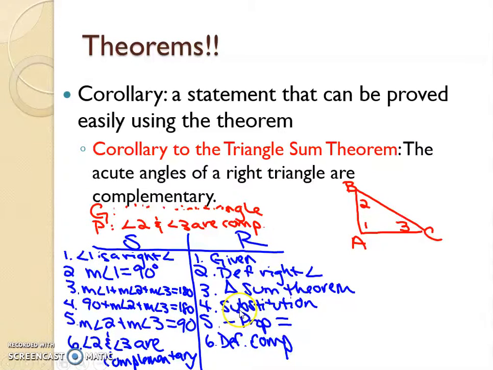And then 90 plus angle 2 plus angle 3 is 180, so I just substitute 90 for angle 1. Then angle 2 plus angle 3 is 90, because if I subtract 90 from each side, that's the subtraction property of equality. Then angle 2 plus angle 3 is 90, so therefore angle 2 and angle 3 are complementary. That's the definition of complementary. So please draw this and then write the proof.